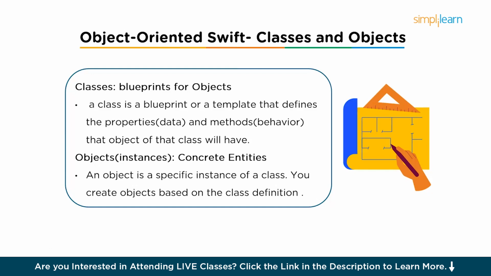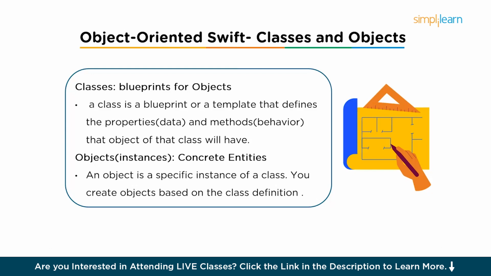It defines the structure and behavior of a certain type of entity. A class specifies the properties, which are like data or attributes, and methods, which are actions or functions that objects of that class will have. Think of a class as a general description. For an example of class car, define properties like color, model, or making year, and methods like start engine and drive.